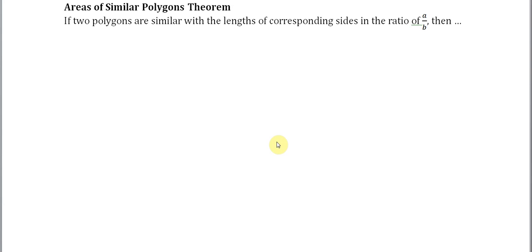In this video, we will expand on our ideas from the previous work with triangles that are similar. So I've started a sentence here, and then we'll do an example and then finish the sentence together. If two polygons are similar with the lengths of corresponding sides in the ratio of A to B, then, and we typically want to say something about the areas. But before we get to the area, let's look at the situation we had before, all right?